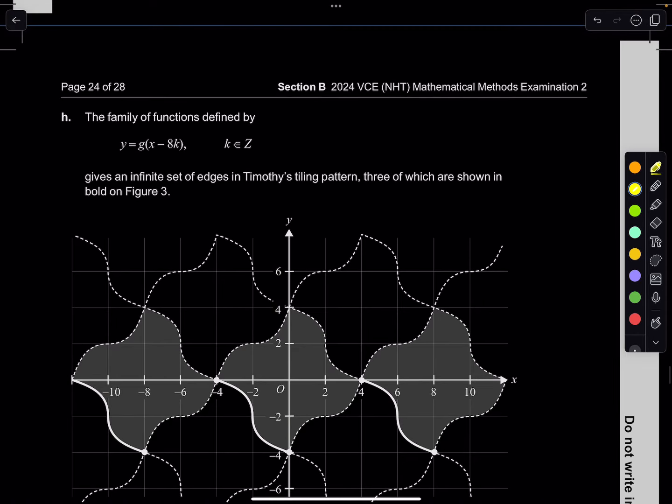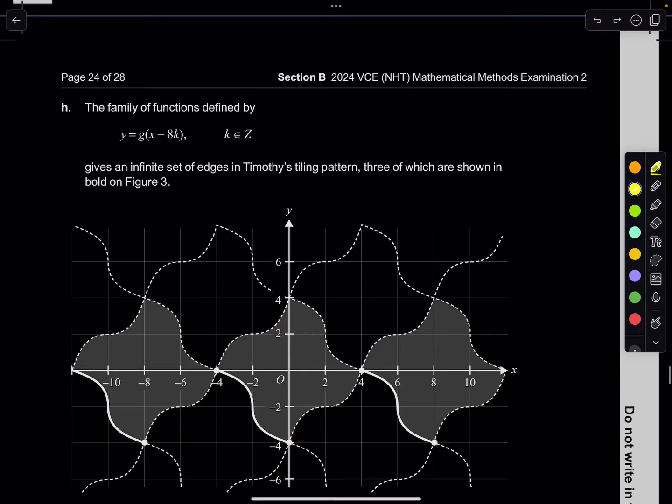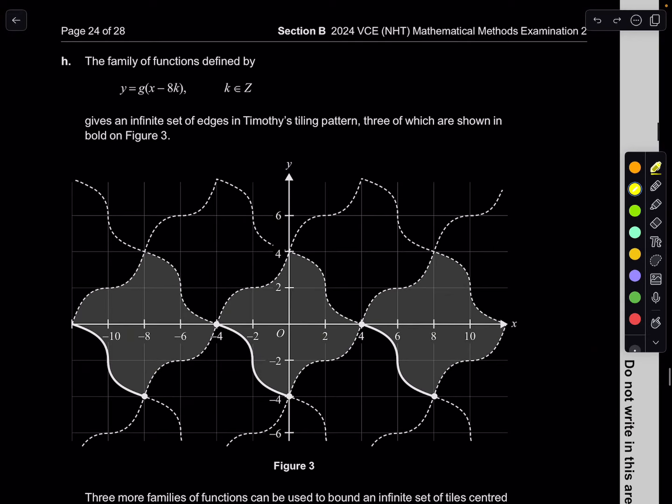All right, the family of functions divide by this. So g of x is translated where k is an element of all integers, like -1, 0, 1, 2, 3. So if I sub in 1, it's basically translated 8 units. If I sub in 2, it's translated 16 units. So this gives an infinite set of edges in Timothy's tiling pattern, 3 of which are shown in bold.